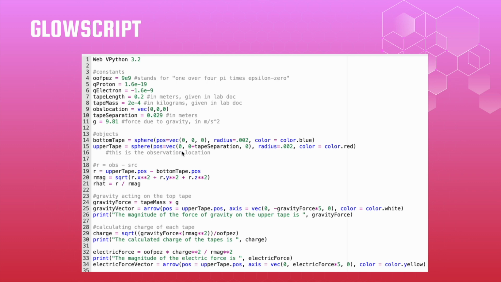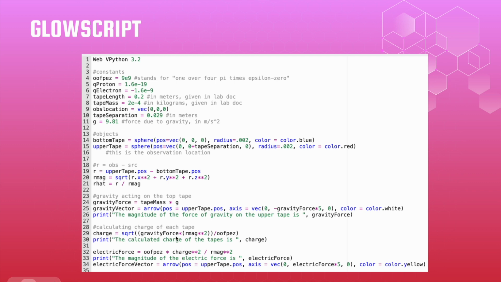So here's my GlowScript code. Up here I have a lot of constants and a couple initial conditions from my experiment. Here is where I have the objects, which is just the bottom tape and upper tape shown in the end. Here's where I calculated my distance vector, which is r. This is where I calculated the gravity acting on the top tape, which is just mass times acceleration, so tape mass times the force of gravity.